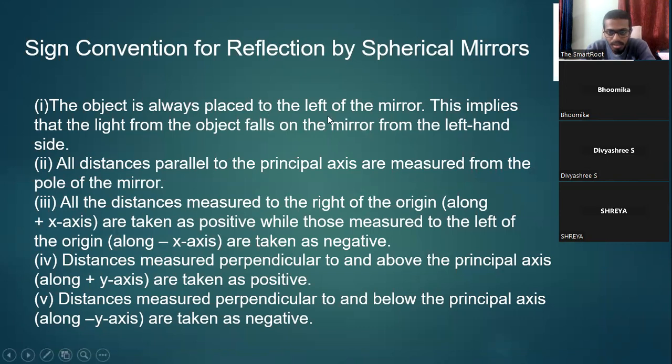The object is always placed on the left of the mirror. This shows that the light from the object falls on the mirror from the left-hand side. So everything that goes from left to right is positive. It is the same as a number line. All distances measured to the right of the origin are positive. Origin means what? In this case, it is the pole, correct? And whatever is measured left of the origin is taken as negative. This is on the x-axis, and the mirror is like this. This is the y-axis. Above the principal axis it is positive. Below the principal axis it is negative, along the y-axis. Just keep this in mind. It will be helpful for you in the problems.